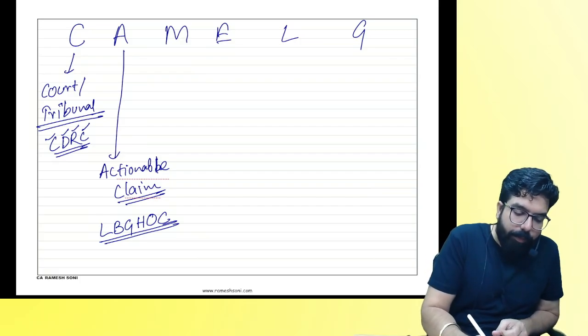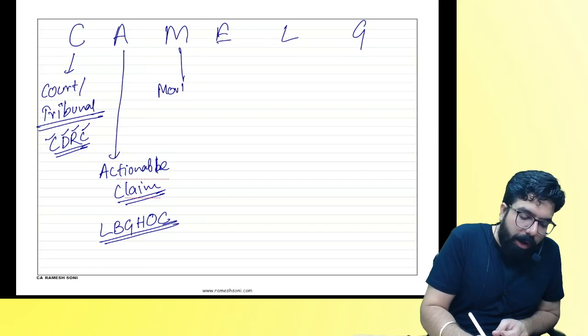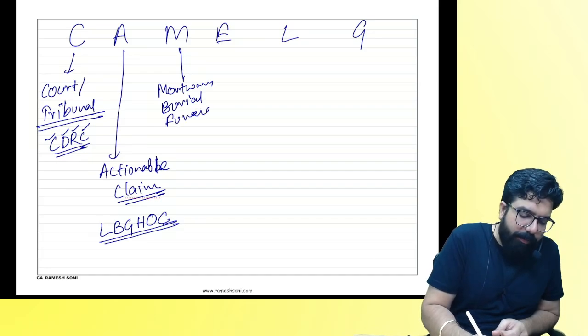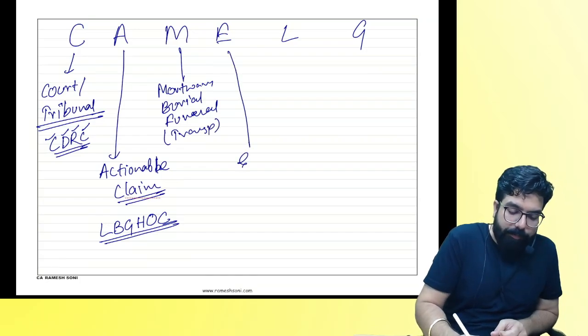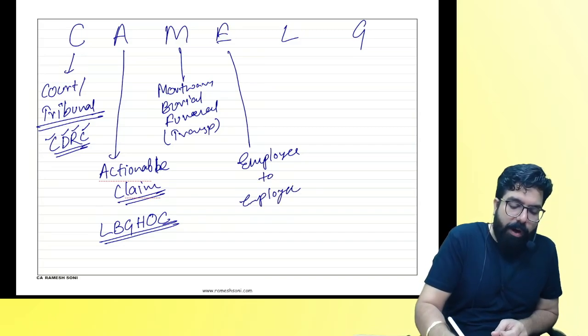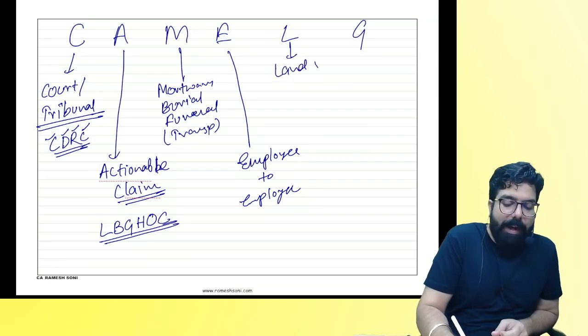Next, M for mortuary, burial, funeral services, including transportation. E for employee to employer. L for land and complete building. Are we clear, everyone?